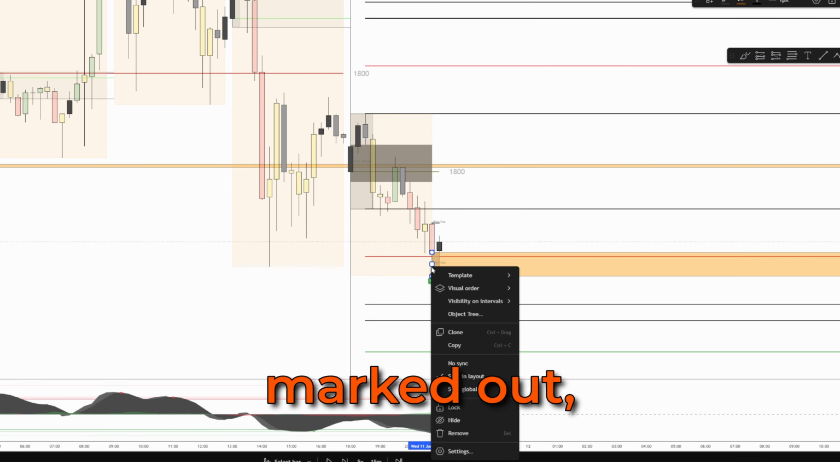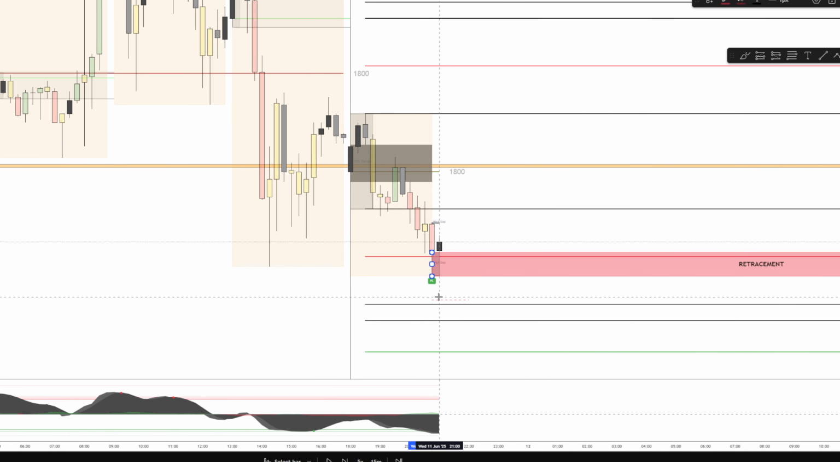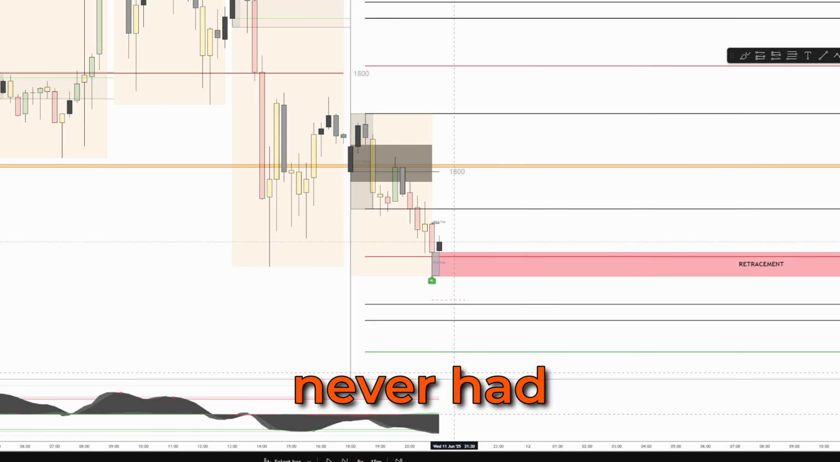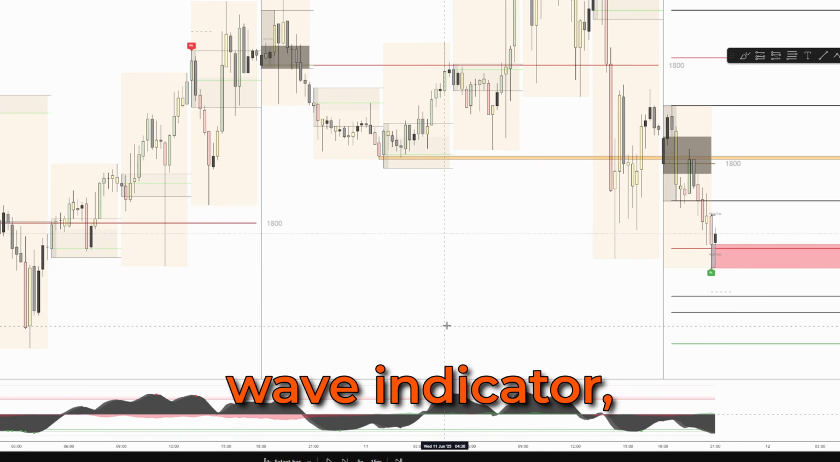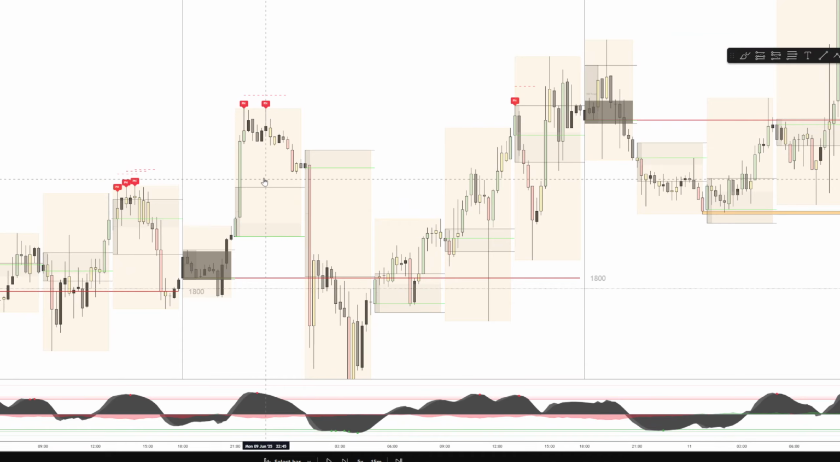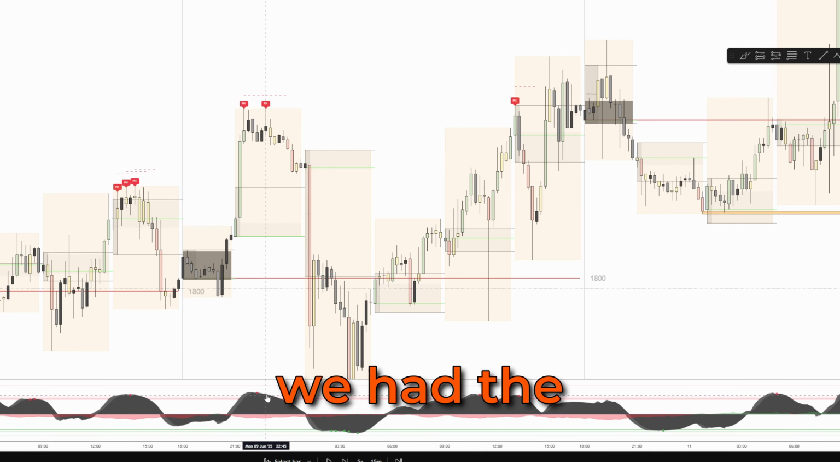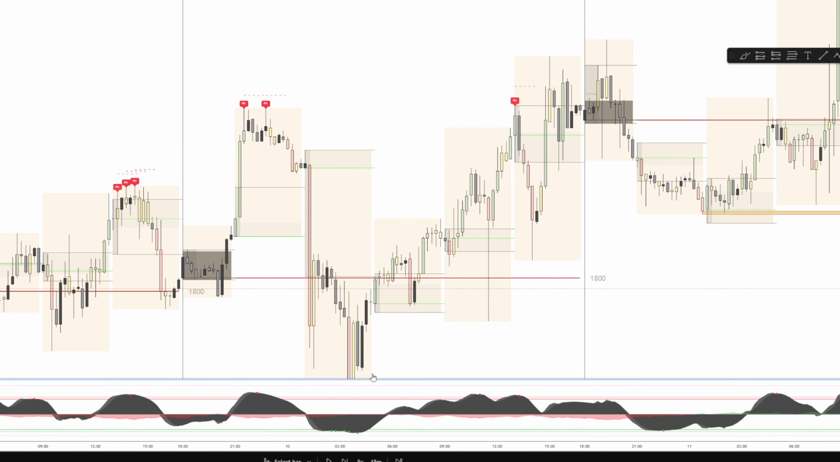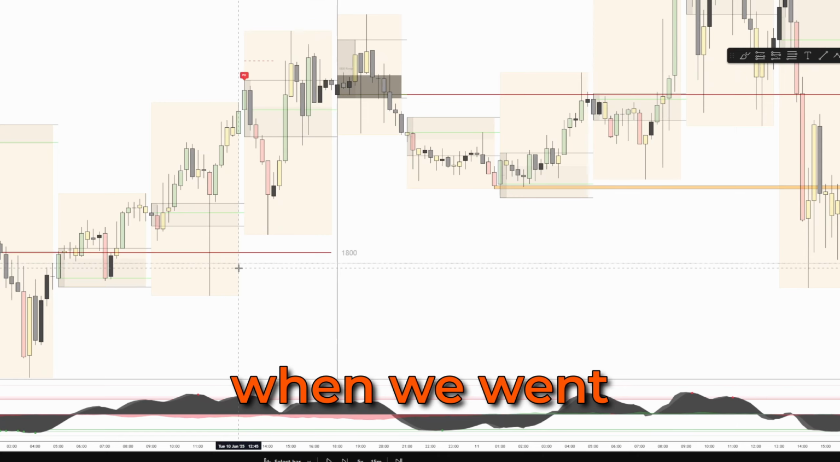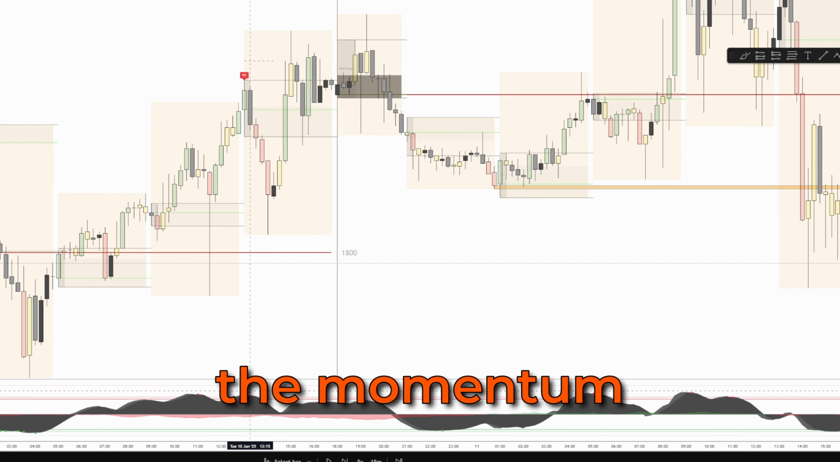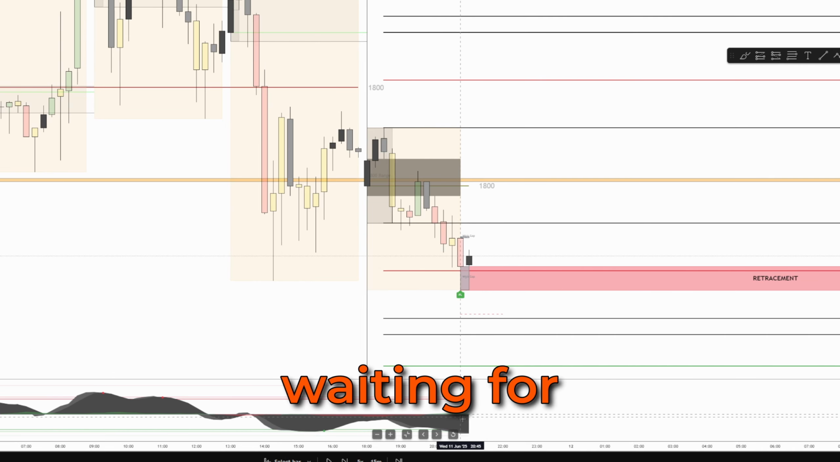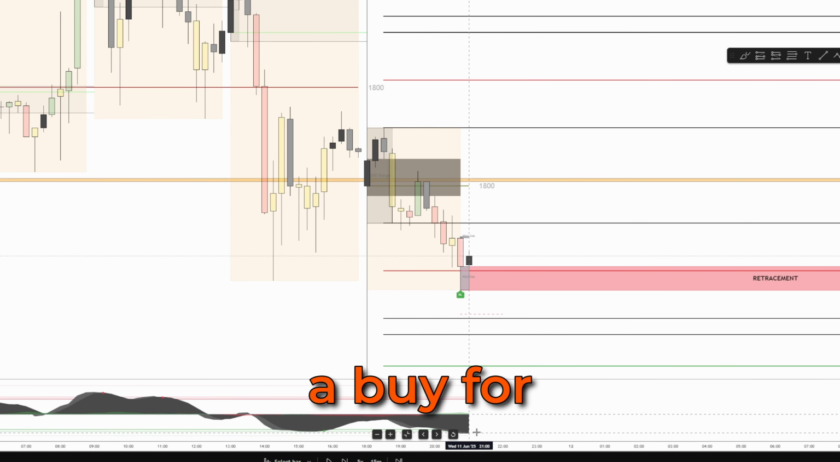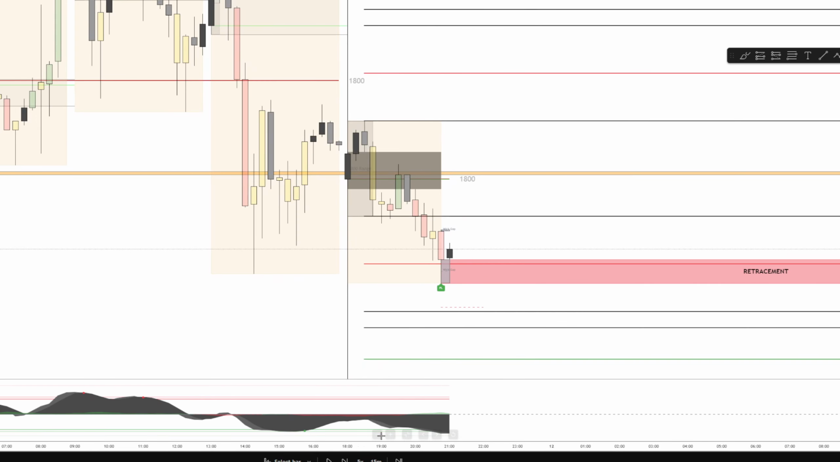We can see we had our previous low marked out, but we never had a signal on our wave indicator, a momentum indicator. We'll see when we went in for sells, we had the momentum indicator. And then when we went in again, we had the momentum indicator following on that next candle. So we're going to be waiting for the momentum indicator to indicate a buy for us with combination to that previous low.